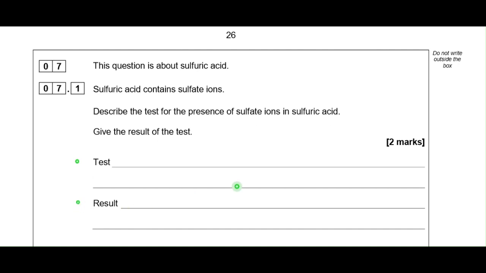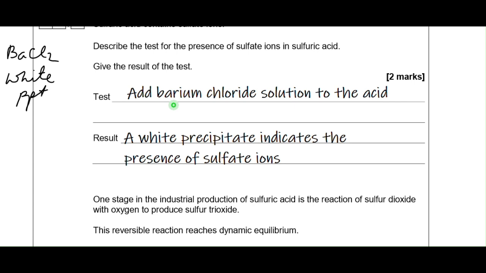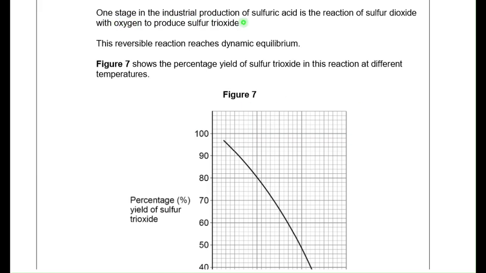This is a simple recall of your analysis topic. The test for sulfate ions is barium chloride, in which you get a white precipitate. So, in the space provided, you'd write add barium chloride solution to the acid for the test, and for the 2nd mark, the result is a white precipitate indicates the presence of sulfate ions. 2 marks.